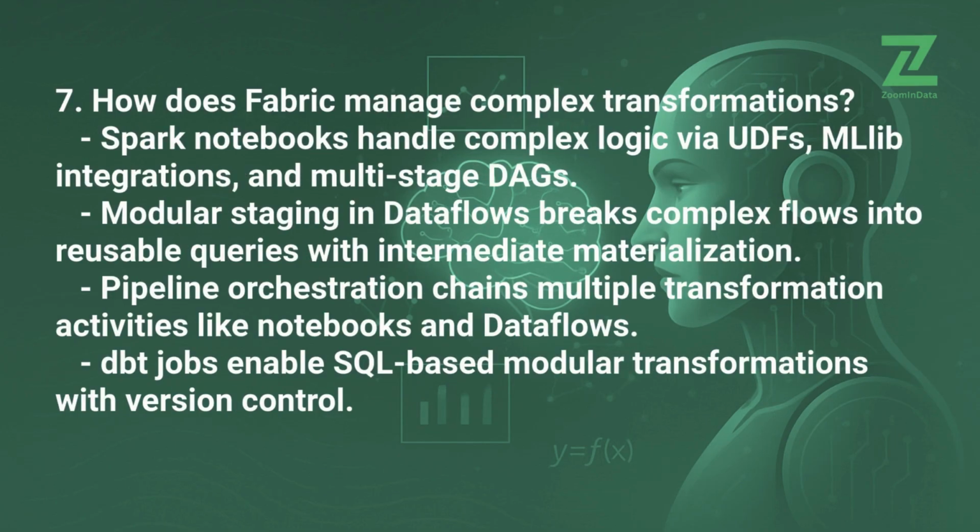7. How does Fabric manage complex transformations? Spark notebooks handle complex logic via UDFs, MLlib integrations, and multi-stage DAGs. Modular staging in data flows breaks complex flows into reusable queries with intermediate materialization. Pipeline orchestration chains multiple transformation activities like notebooks and data flows. dbt jobs enable SQL-based modular transformations with version control.